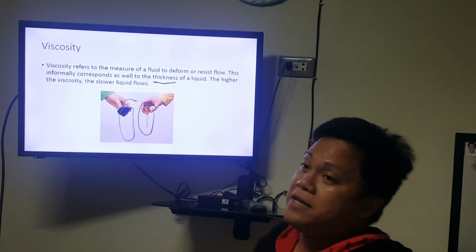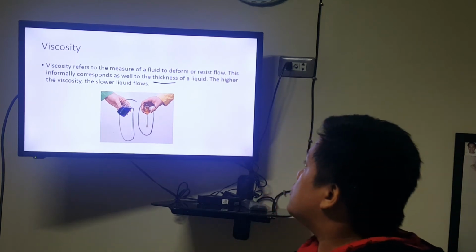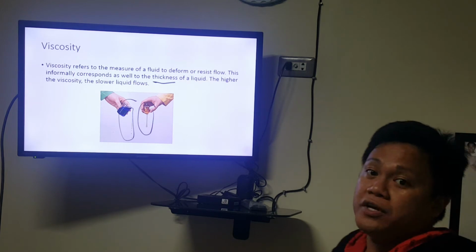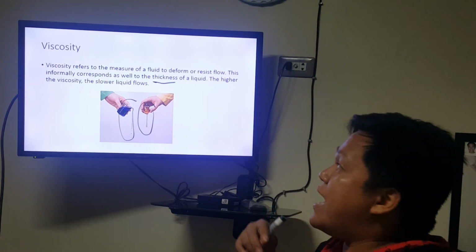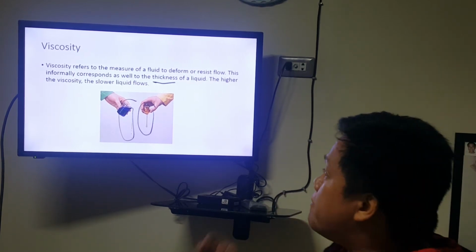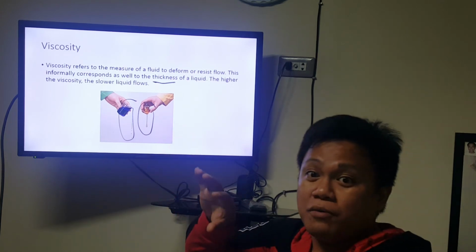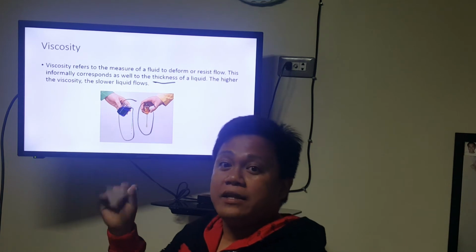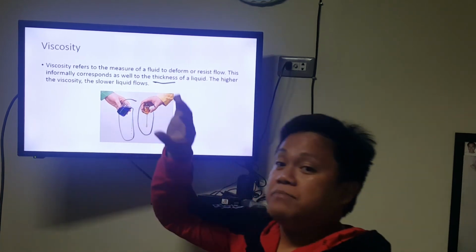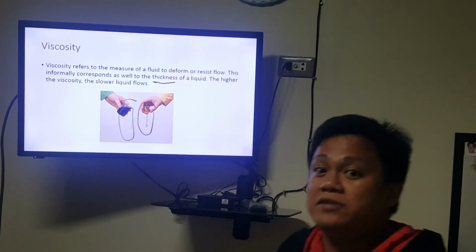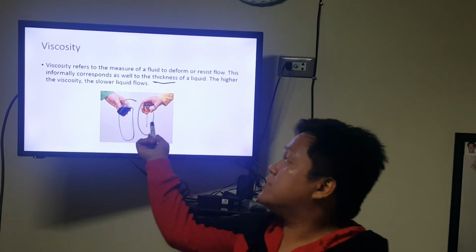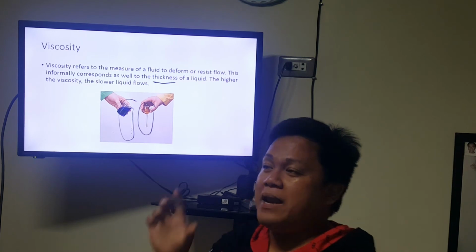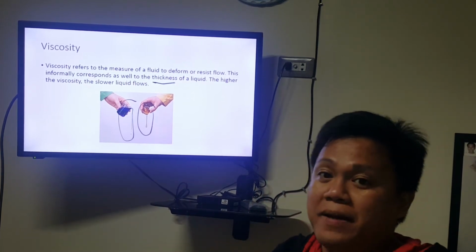Honey is sticky, so it has the highest viscosity. The flow of the liquid is slow. Unlike the water with food color, its velocity is faster and it falls faster, compared to the honey, which is thick.